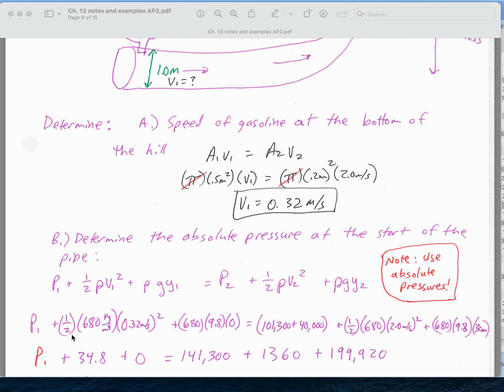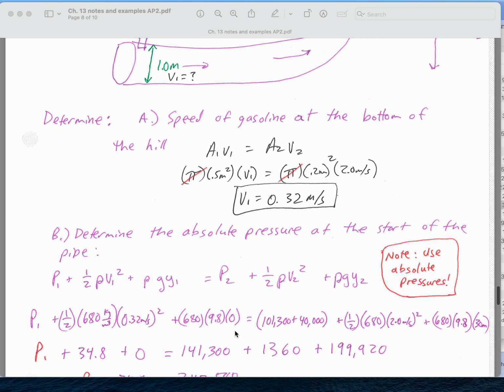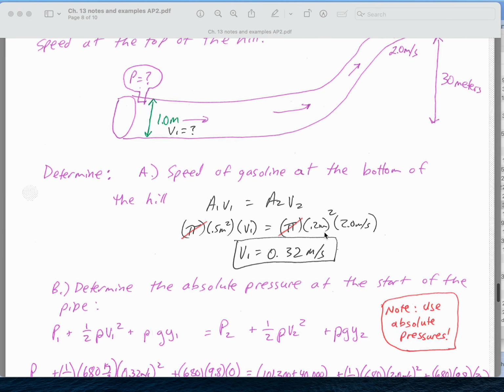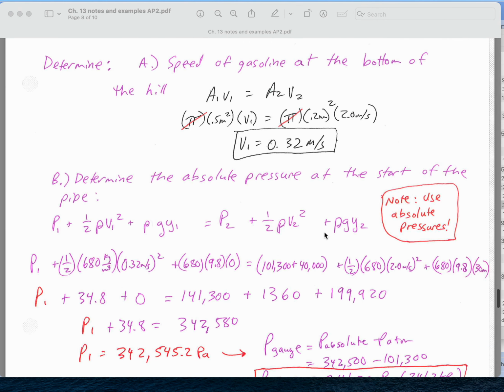The density of gasoline is the same for all these terms. So 1/2 density times velocity 1 squared, that's basically the kinetic energy, right? Rho g y1, well, this is at the bottom, so I'm going to call that 0 to make my life easy. The pressure at the second spot, 40,000 pascals, was the gauge pressure, but the atmosphere is 101,300. So I'm going to put 141,300 here, plus 1/2 density times v squared.